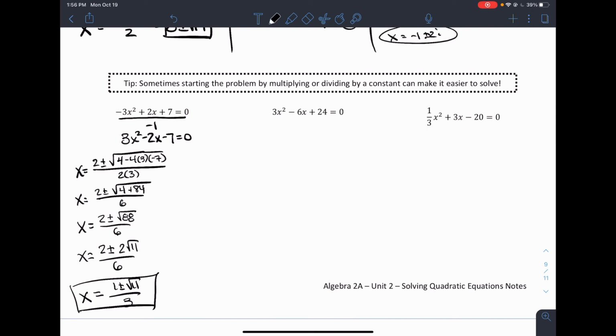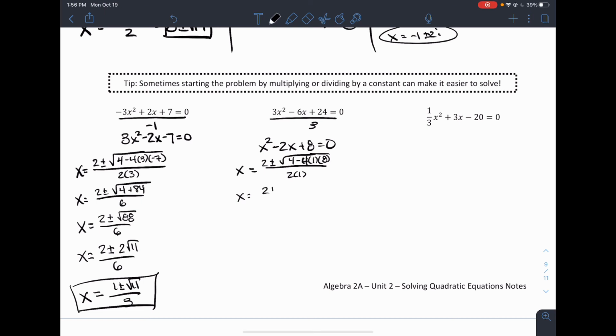It doesn't just have to be a negative number. If I notice a GCF, I can go ahead and divide the 3 out of here, because 3, 6, and 24 are all divisible by 3. So x squared minus 2x plus 8 equals 0. Therefore, x equals 2 plus or minus the square root of 4 minus 4 times 1 times 8, all over 2 times 1.